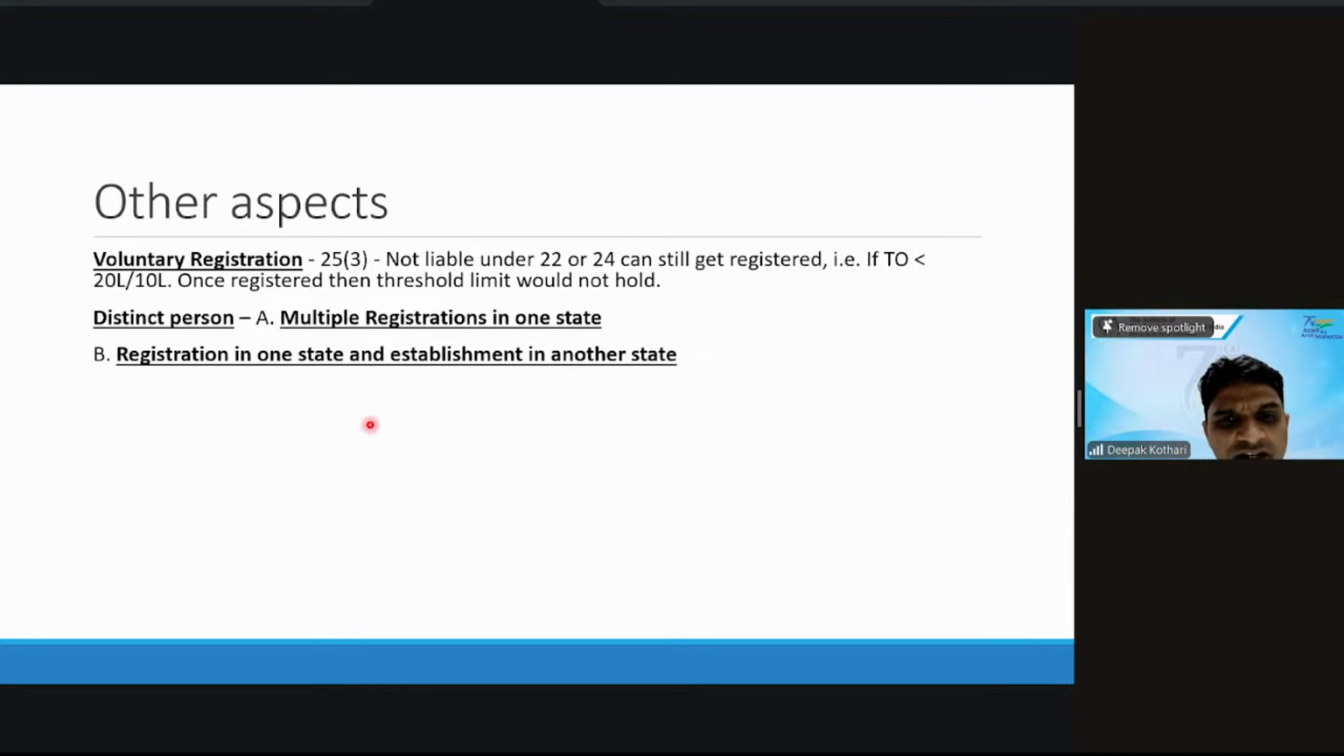Sir, if registration is taken in the principal place, that is Lucknow, then if I transfer my business to Kanpur, what to do? Then you have to close your registration in Lucknow and take a new registration in Kanpur. No, you cannot run the business on the same number.